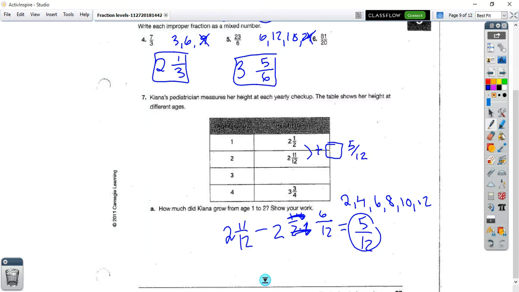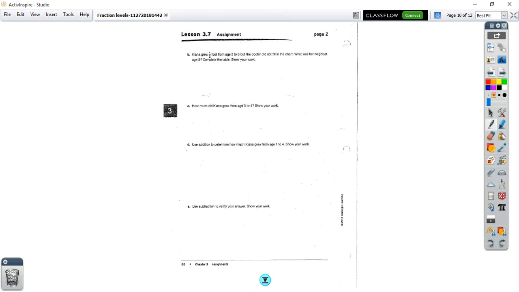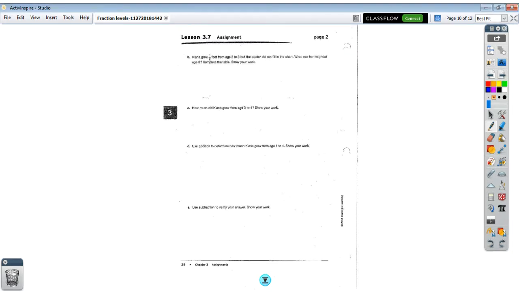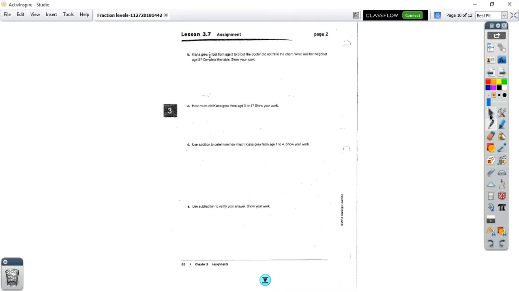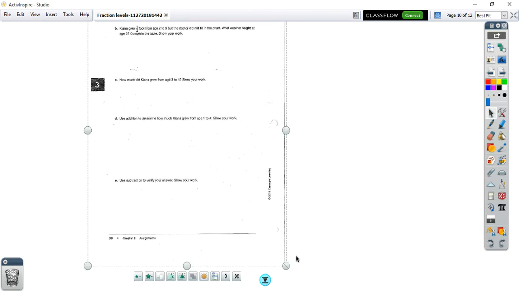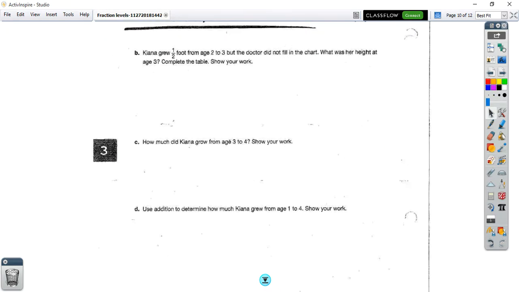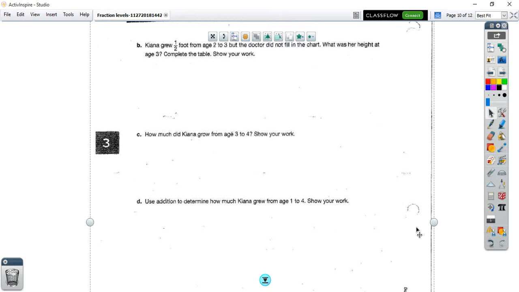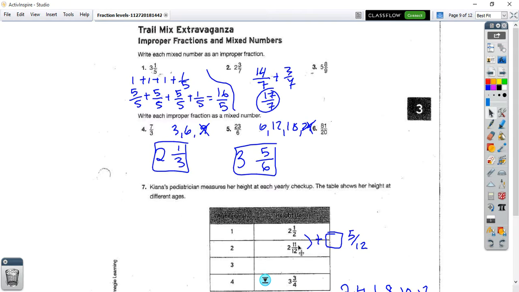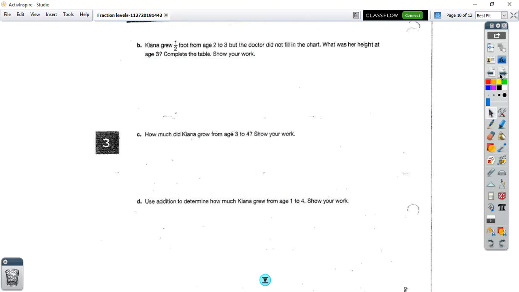Let's go ahead and look at the next one. B, if Kiana grew half of a foot from age 2 to 3, but the doctor didn't fill in the chart, what was her height at age 3? So we can go back. We know that her height before was 2 and 11/12, and she grew half of a foot. So we're going to add it.